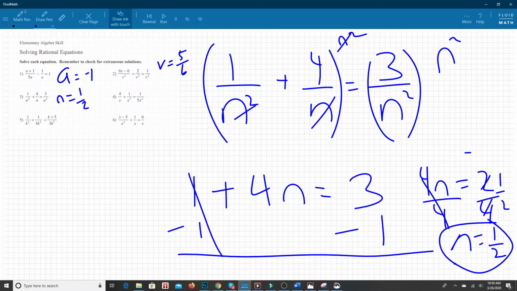1/2. What about question 4? See if everyone understands that.